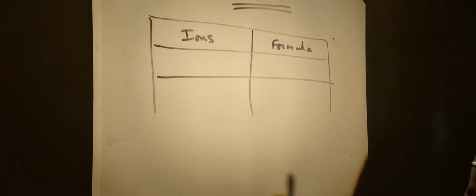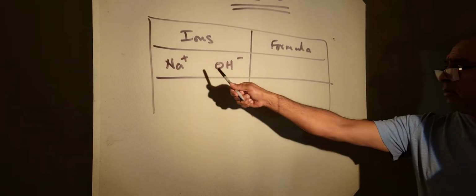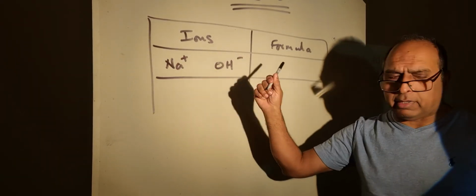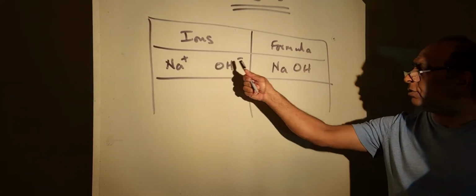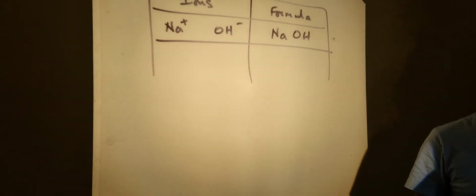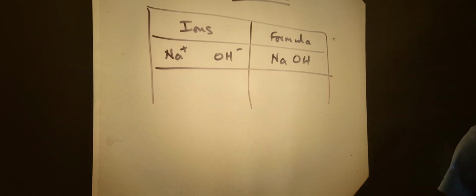So, the first one, sodium hydroxide. The ions are sodium and hydroxide. Just think, how many of those? 1 to 1. How do we write it down? NaOH. See, ions, formula. I hope I don't need to explain that. I hope that is obvious.